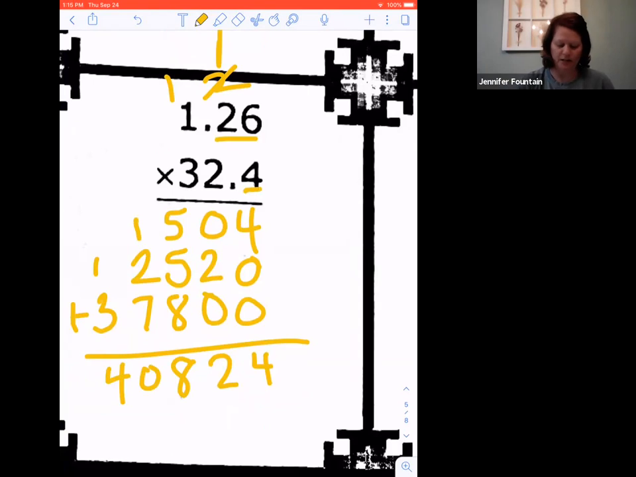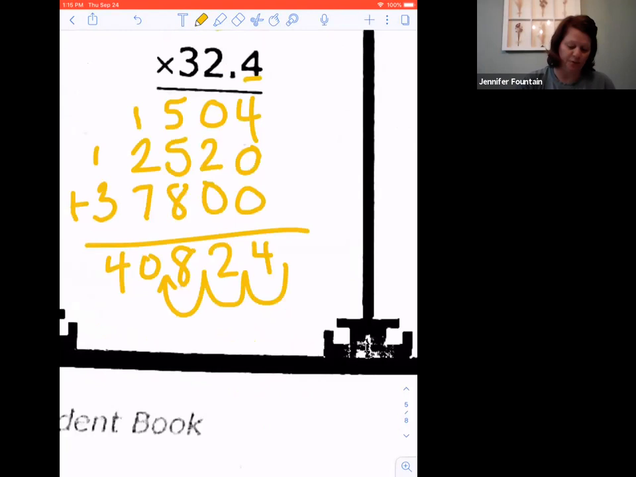So now I've got to start at the end and go over 1, 2, 3 places. And I have 40.824. Any questions on those? Everybody good?